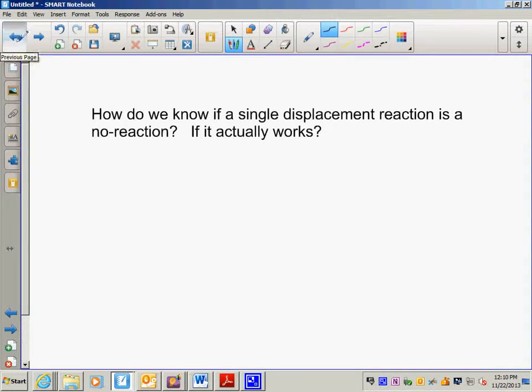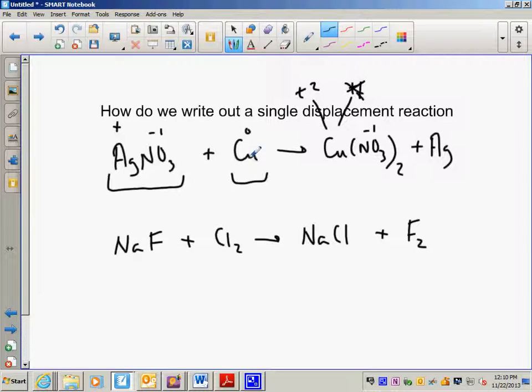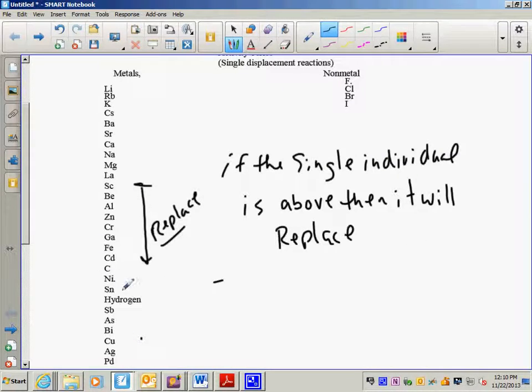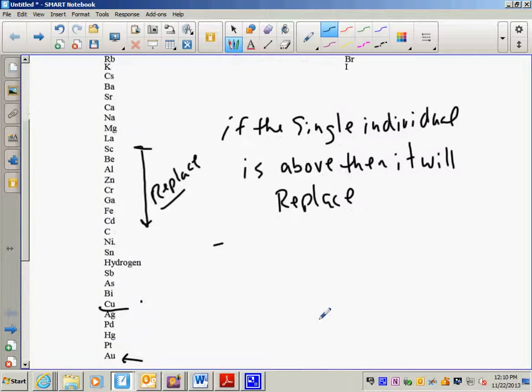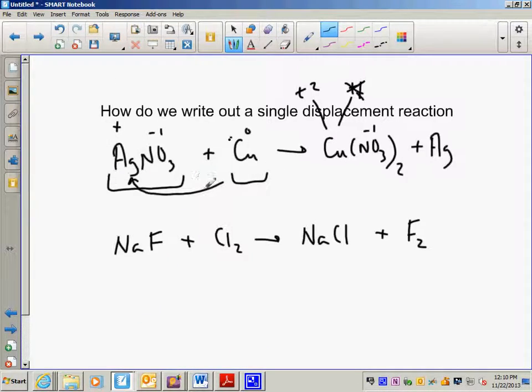Which of these would work? We have copper as a single individual, and it's attempting to replace the silver. Can copper replace silver? Here's copper, and copper can replace anything that is below it. So the answer is going to be yes. Silver's right here, so little smiley face. It can replace it. This is going to work. Smiley faces, it will run. And therefore we'd balance it: 2 nitrates, 2 nitrates, 2 silvers, and 2 silvers.